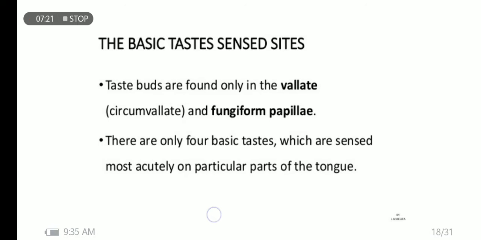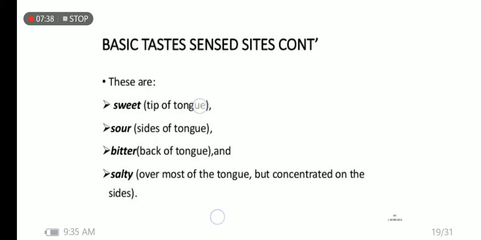The basic taste senses. Taste buds are only found in the vallate and the fungiform papillae. There are only four basic tastes, which are sensed most acutely on particular parts of the tongue. Sweet taste: its receptors are present on the tip of the tongue. Sour taste: its receptors are present on the side of the tongue. Bitter taste: its receptors are present on the back of the tongue. And salty taste: most of the tongue, but concentrated on the sides.